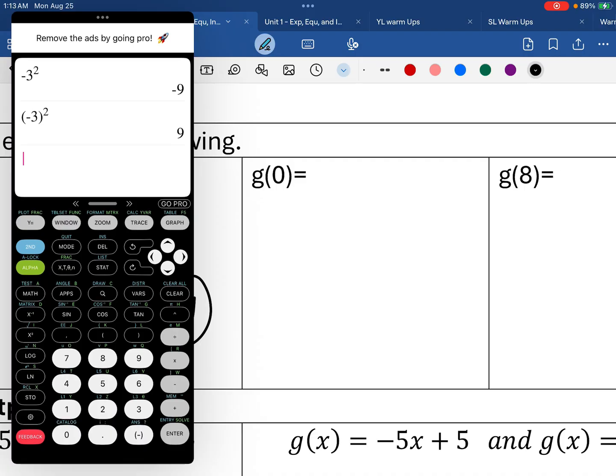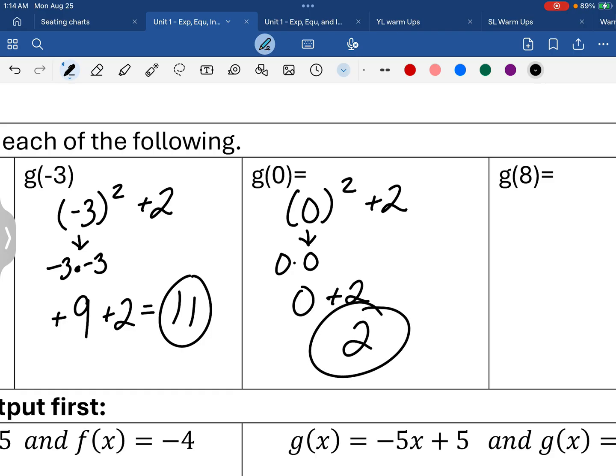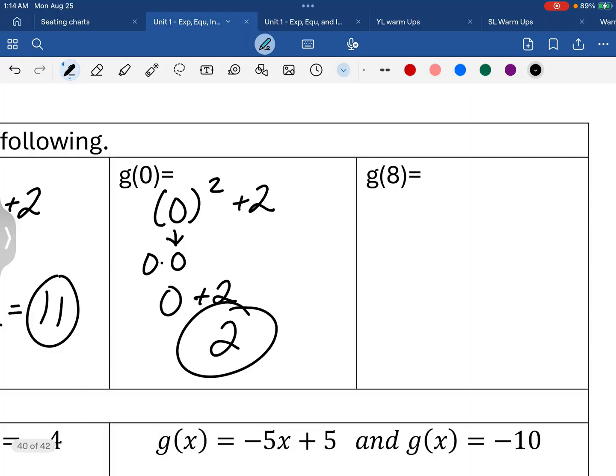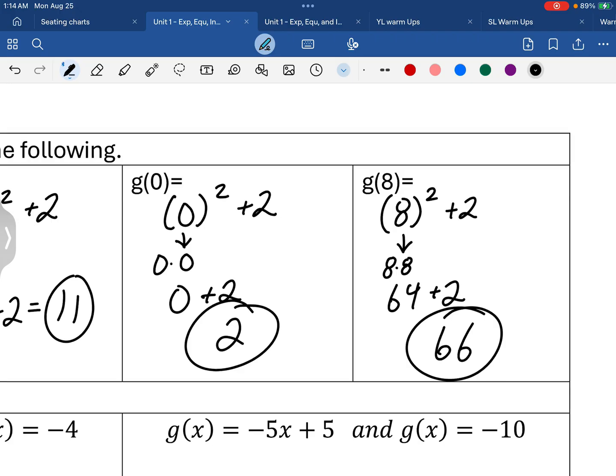Next one, if we keep going, we're plugging in 0. So we would have 0 squared plus 2. Well, 0 times 0 is just 0. So 0 plus 2 is just 2. And last one is 8. We would have 8 squared plus 2. Well, this would be 8 times 8. 8 times 8 is 64 plus 2. And we get 66 as our answer.